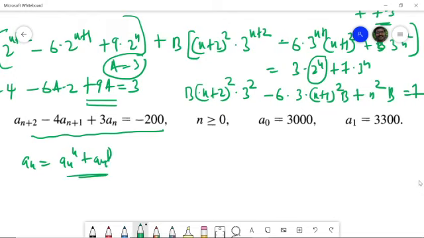Here a(n)h is the solution of the homogeneous equation, which is a(n+2) minus 4a(n+1) plus 3a(n) equal to 0. The corresponding characteristic equation will be r^2 minus 4r plus 3 equal to 0. The solution of this is r equal to 3, 1. So the solution will have the form a(n) equal to c1 3^n plus c2 1^n, which is nothing but c2.